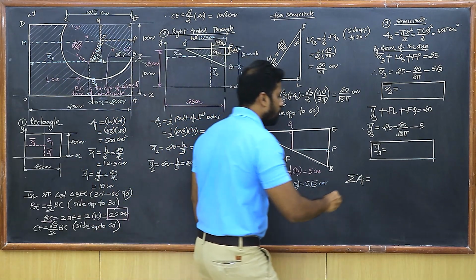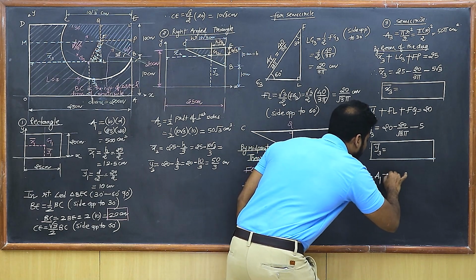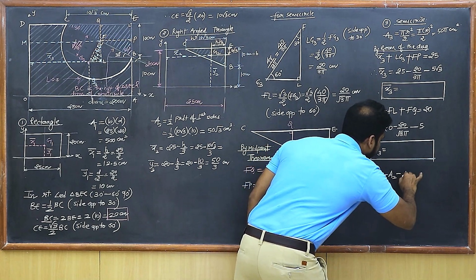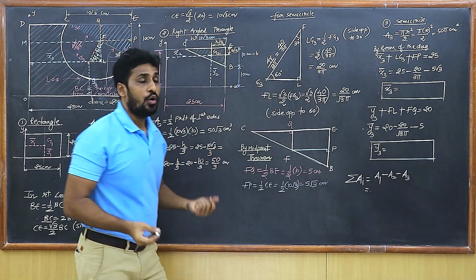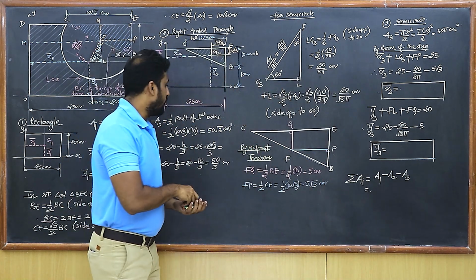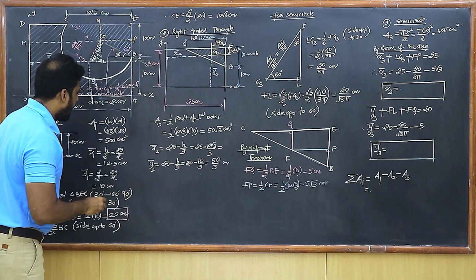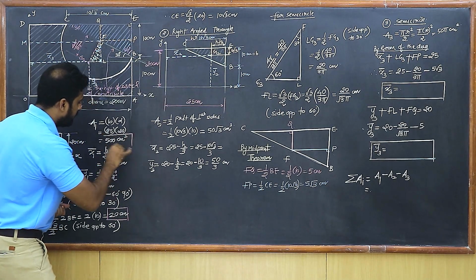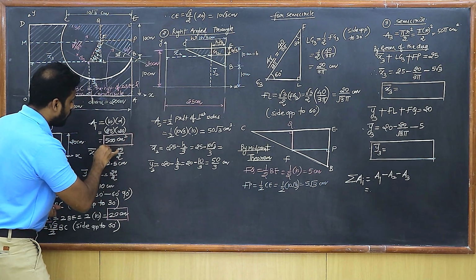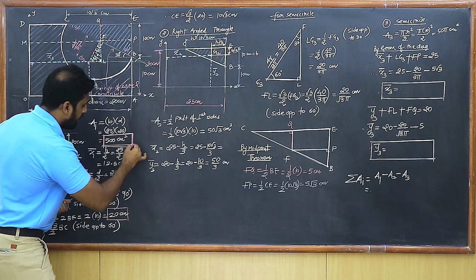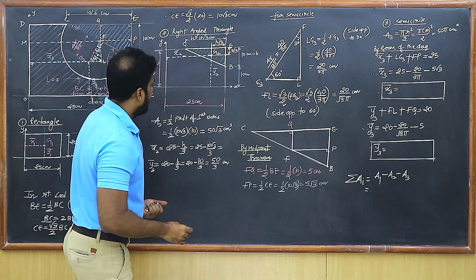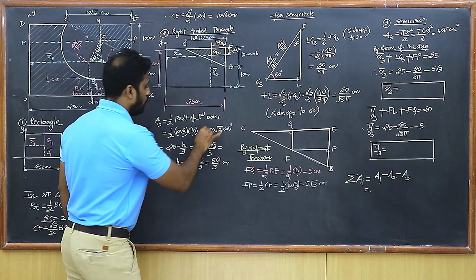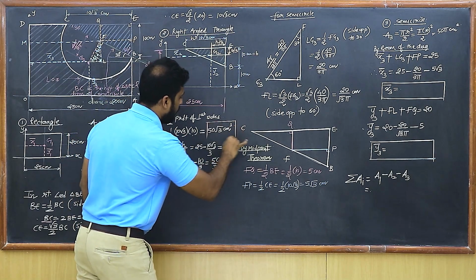So I get here summation of AI as A1 minus A2 minus A3. You know what is the value of A1. So let's identify where we have A1. This is A1 here, isn't it? It is 500 centimeters square. So that's the value of A1. Then let's identify A2. Where do we have A2? A2 is this 50 root 3. So this is the A2 value, isn't it?